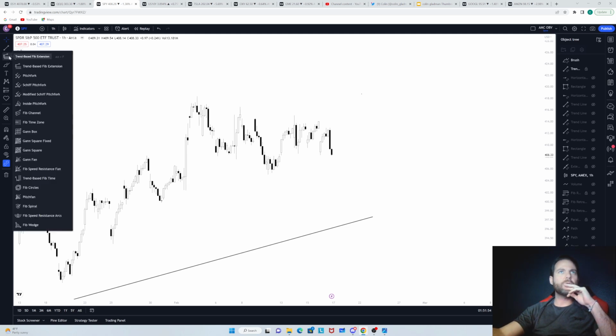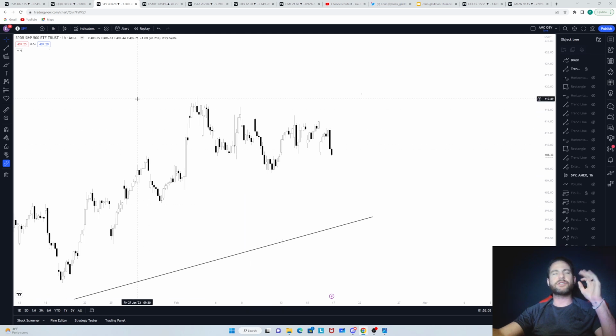Those are the only two different indicators that I use in here. Or excuse me, not indicators, tools. We'll get into indicators in just a second.